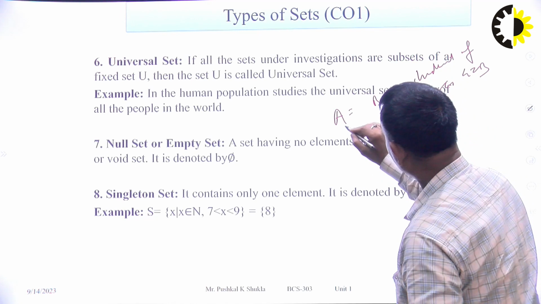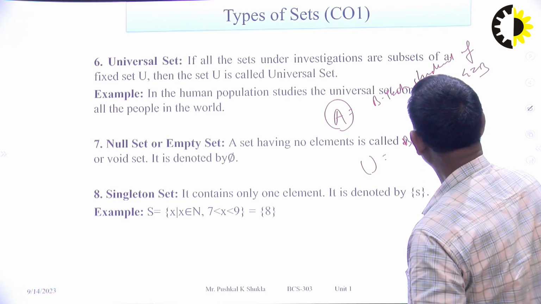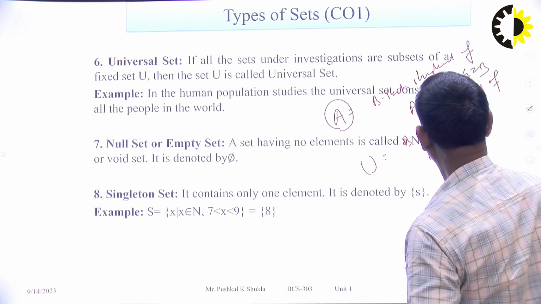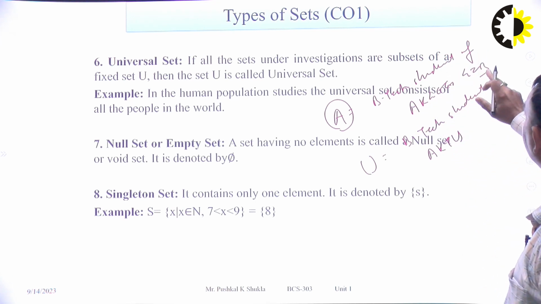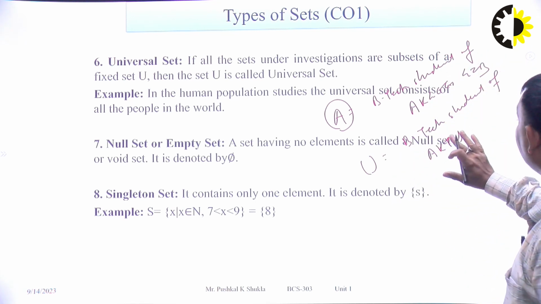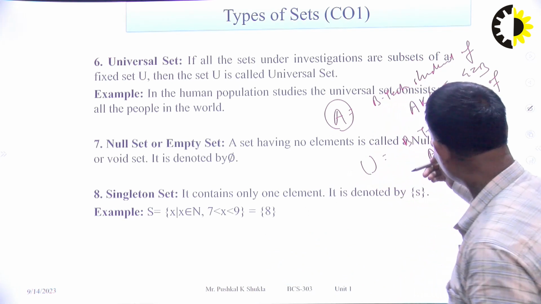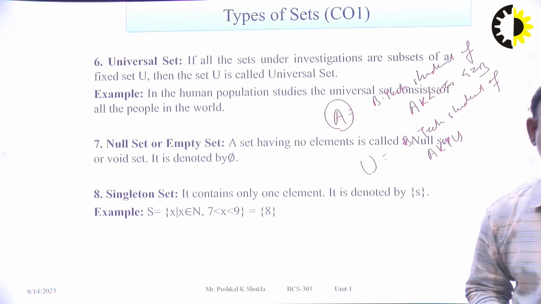So for this set A, U can be the B.Tech students of AKTU. So this can be the universal set of this set of B.Tech students of AKGEC Ghaziabad. If the set is B.Tech students of AKTU, then U can be the B.Tech students of all universities of India. So it can vary situation to situation, depending upon the circumstance.